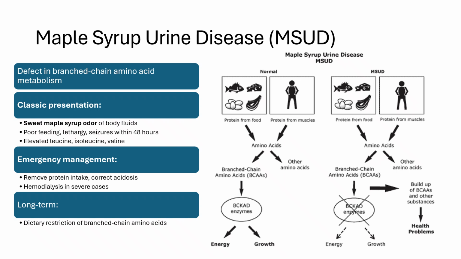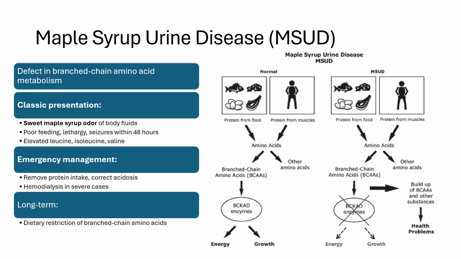Most critically, leucine levels above 400 micromoles per liter require hemodialysis. No amount of supportive care removes leucine fast enough to prevent permanent brain damage at these levels. Long-term management demands meticulous dietary control of branched-chain amino acids. Special formulas provide other essential amino acids while limiting leucine, isoleucine, and valine to bare minimum requirements.